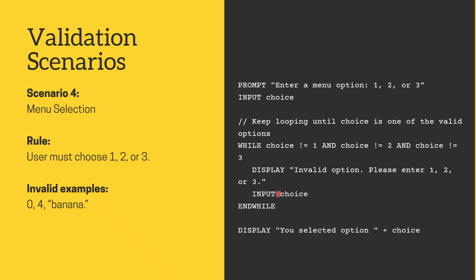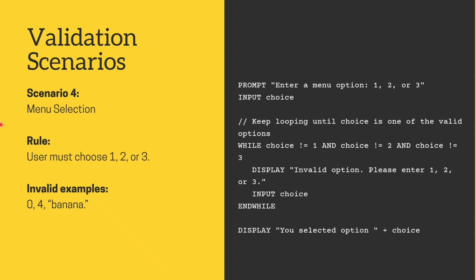Once this is no longer true, again, we exit out, and then we're going to display the user's selected option and show them what they selected. Okay. So again, you're going to keep doing this, use these examples, and you'll keep looping until it meets whatever that rule is, whatever that particular criteria is.